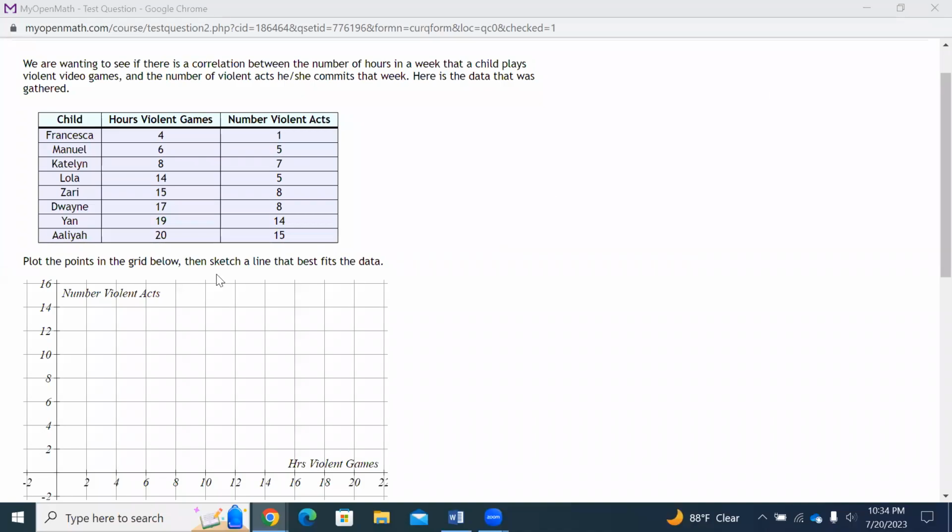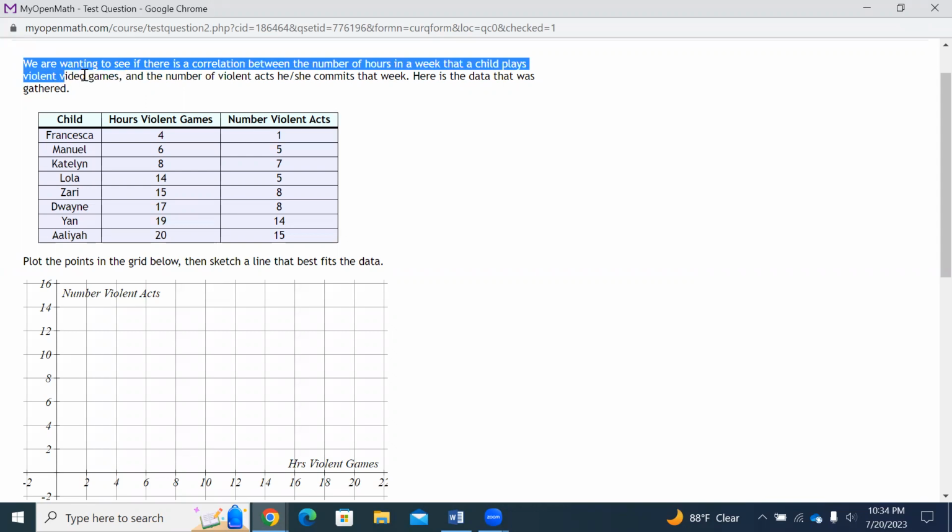Okay, on this question, it says up here, we are wanting to see if there is a correlation between the number of hours in a week that a child plays violent video games and the number of violent acts she commits that week. Here's the data that was gathered. So we're trying to see, does kids playing violent video games make them do violent acts? That's an important question for our society with all the school shootings and things. So let's see how we would research a question like that.